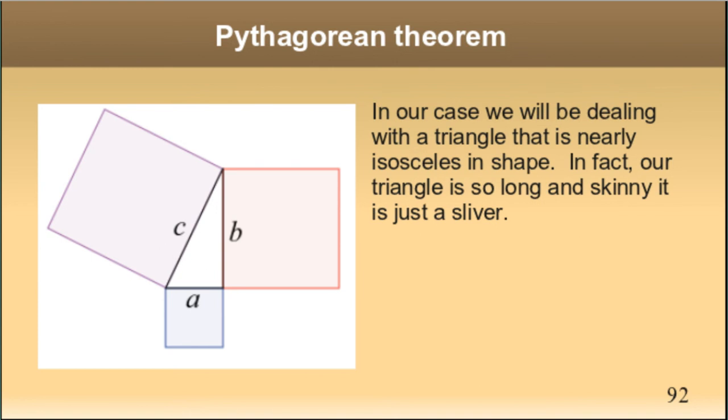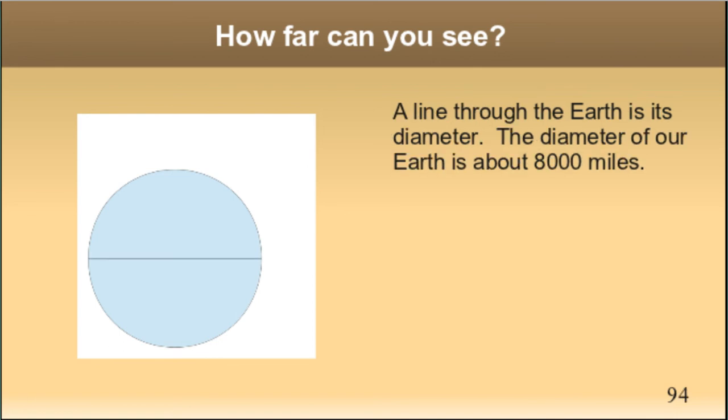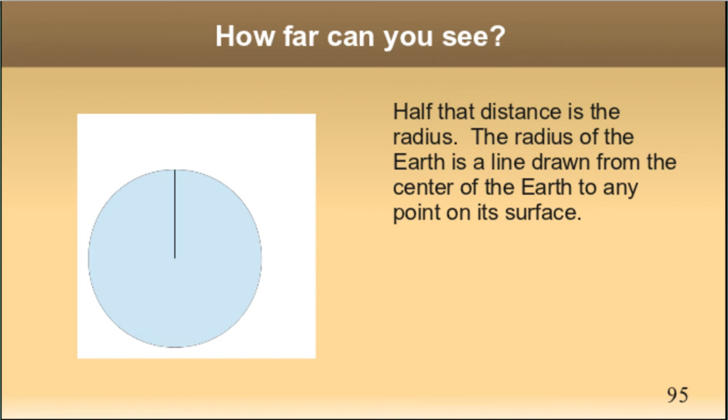In our case, we'll be dealing with a triangle that is nearly isosceles in shape. In fact, our triangle is so long and skinny it's just a sliver. Visualize the Earth as a circle whose diameter is 8,000 miles. A line through the Earth is its diameter. Half that distance is the radius.